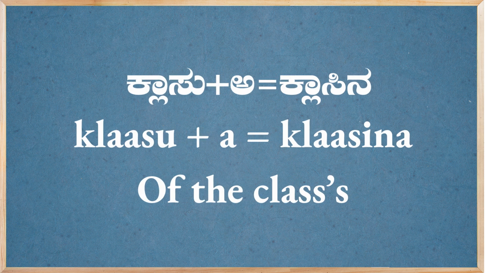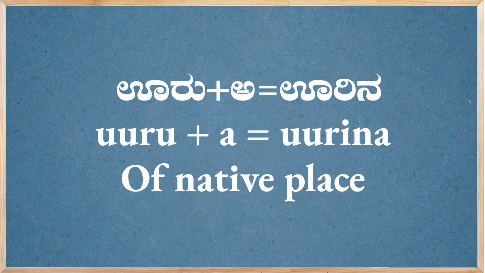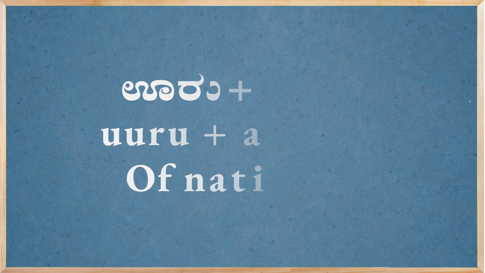Klasu plus a becomes Klasina. Klasina, which means of the class. For example, Klasina Samaya, the class's time. Adding a to more u ending nouns. Now, let's practice adding the possessive marker a to more nouns ending in u. Observe the change in the addition of in. Uru plus a becomes Urina. Please note that all these words are ending with u.